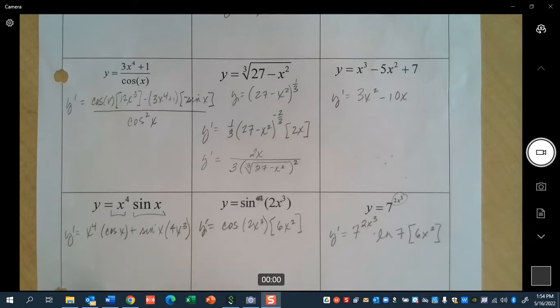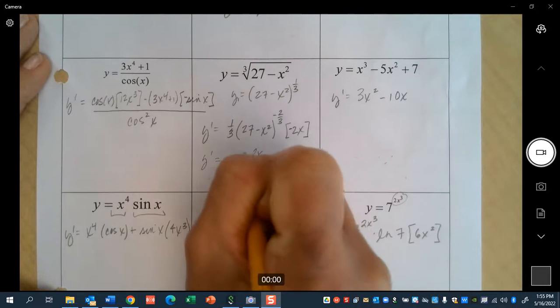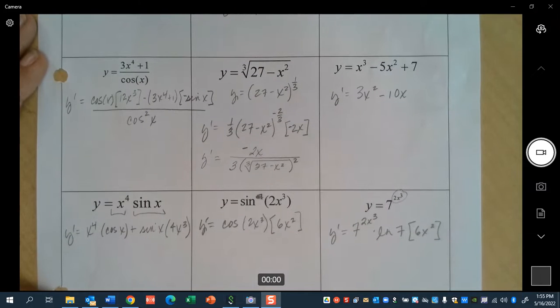Where did I forget my negative? Hold on. Oh, I did. That's another smarty. So this is a negative and that's a negative. You like that better? Go. Anything else? Okay.